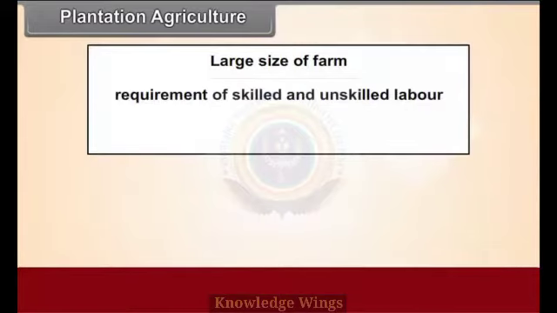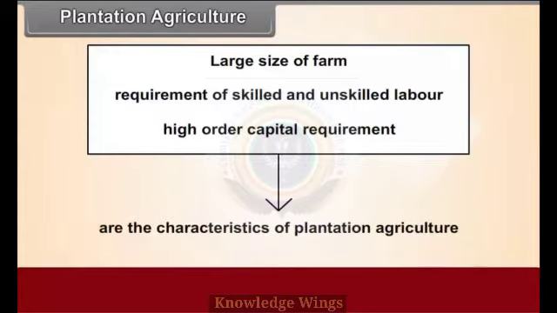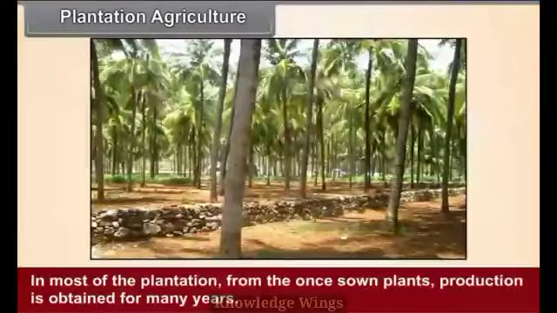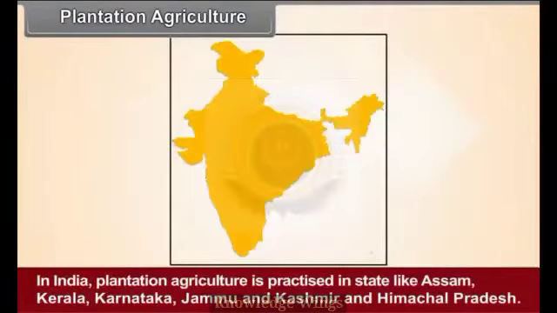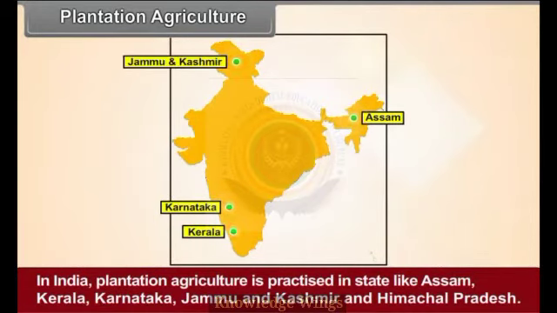Large sizes of farms, requirement of skilled and unskilled labor, high order capital requirement are the characteristics of plantation agriculture. In most of the plantations, from once sown plants, production is obtained for many years. In India, plantation agriculture is practiced in states like Assam, Kerala, Karnataka, Jammu and Kashmir, and Himachal Pradesh. Animal husbandry.